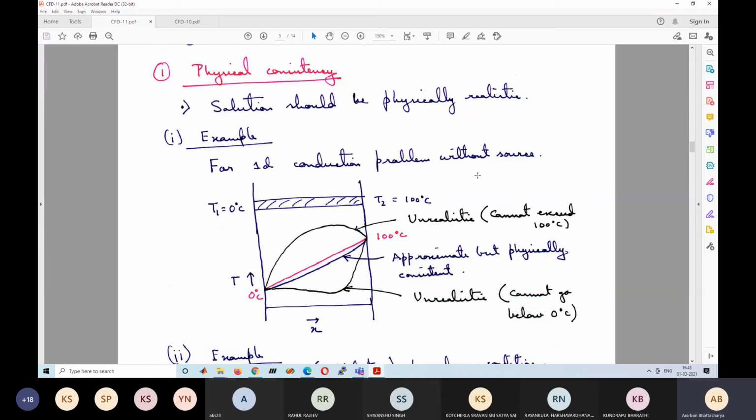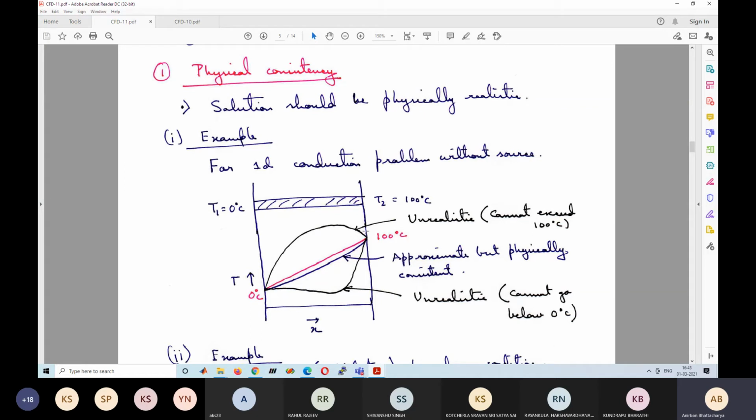You guys are not responding. You have to answer questions. Linear. Linear, right? Simple thing. So the actual solution will be something like what is given by the pink line here, going from 0 to 100. If my solution from the numerical problem follows this blue line, this is acceptable. This is at least physically consistent. It may not be very accurate, it is approximate, but it is physically consistent. It follows the same pattern as that of the actual solution.